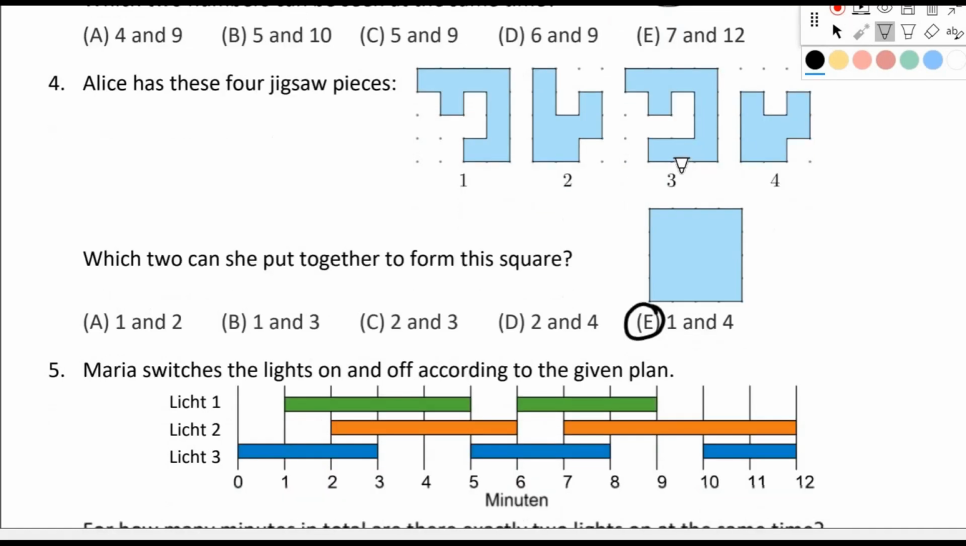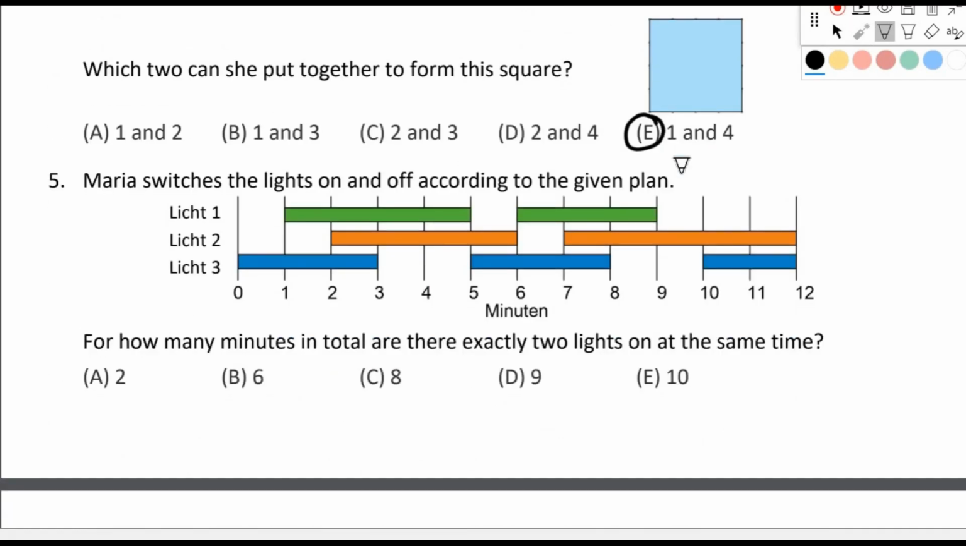Moving ahead, fifth question. Maria switches lights on and off according to the given plan. How many minutes in total are there exactly 2 lights at the same time? So very simple. You have green, orange, blue lights, but there should be 2 lights together. See here, this is 2 lights. But here 3 lights are there, so we'll not choose the 3 lights. We'll choose only 2 lights.